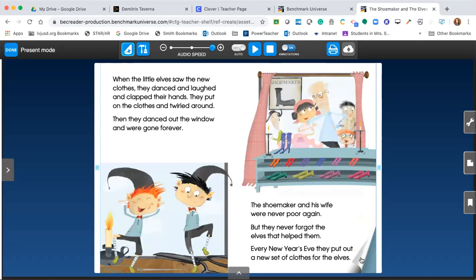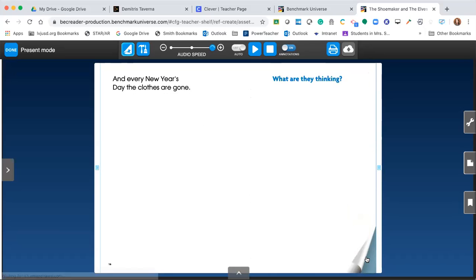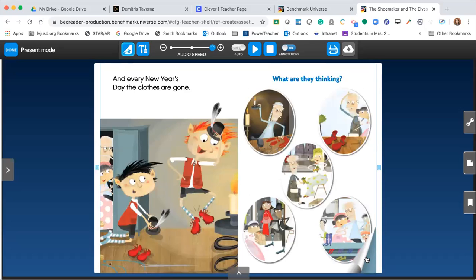When the little elves saw the new clothes, they danced and laughed and clapped their hands. They put on the clothes and twirled around. Then they danced out the window and were gone forever. The shoemaker and his wife were never poor again, but they never forgot the elves that helped them. Every New Year's Eve, they put out a new set of clothes for the elves. And every New Year's Day, the clothes are gone.